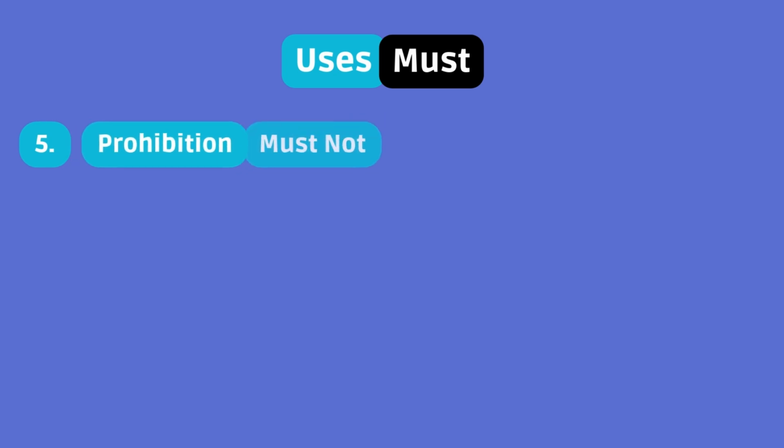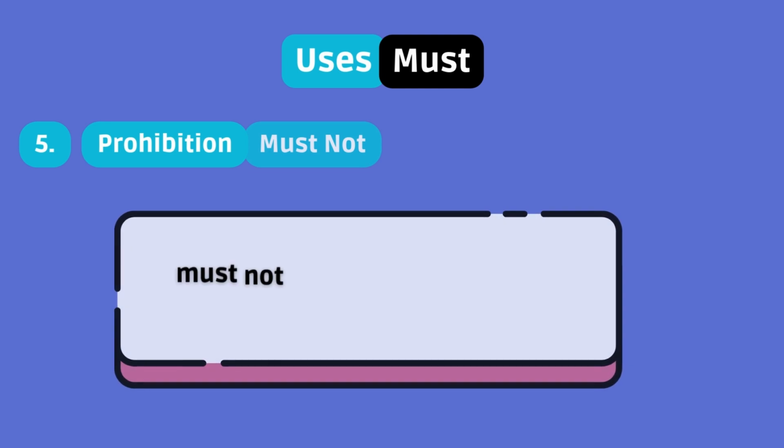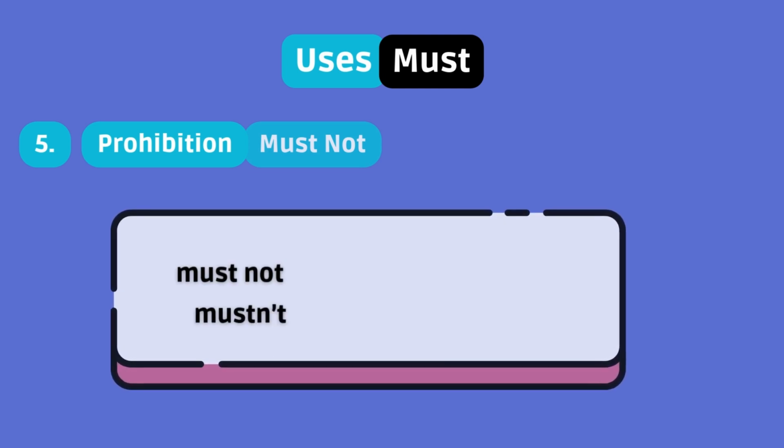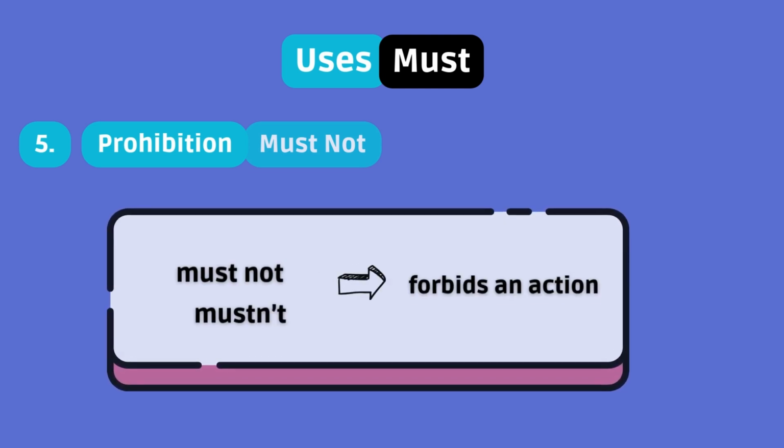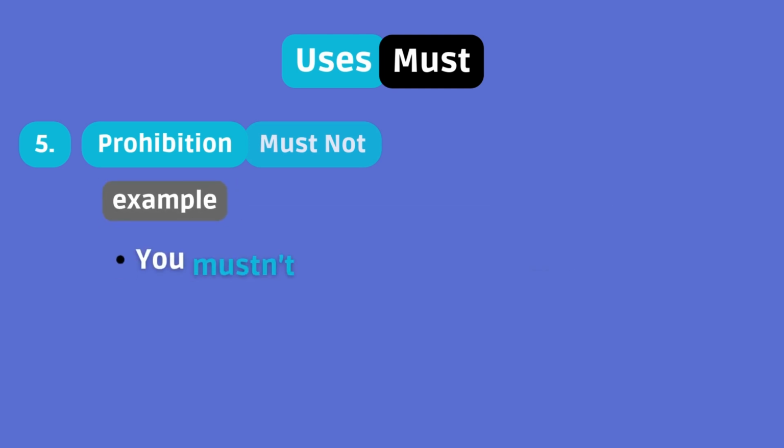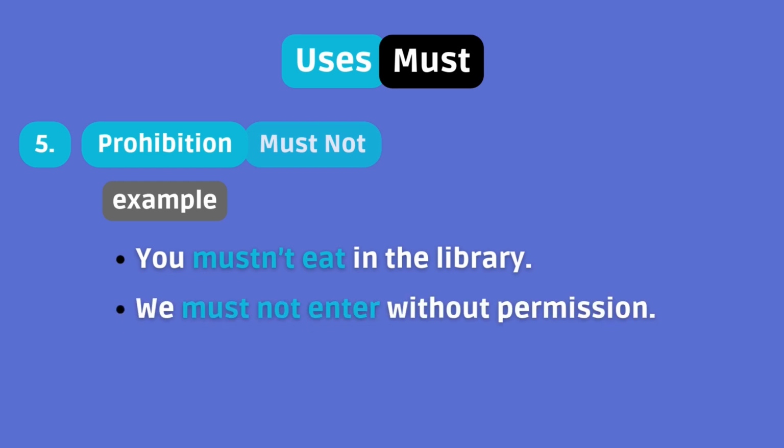Prohibition, must not. Must not or mustn't strongly forbids an action. Example, you mustn't eat in the library. It's prohibited. We must not enter without permission. This action is not allowed.